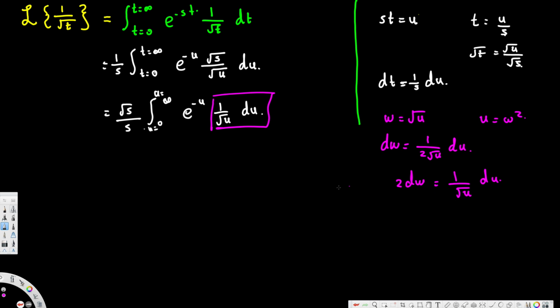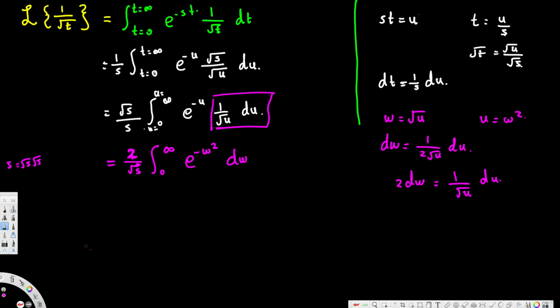So we can get rid of that, and this s over square root of s is going to be just square root of s, because you can expand s as square root of s times square root of s. So this is going to be just 1 over square root of s, and this is going from 0 to infinity, and e to the power negative u, instead of u I put w squared right here, and 1 over square root of u du is equal to 2 dw. So I put the 2 in front because that's just a constant, and dw right here.